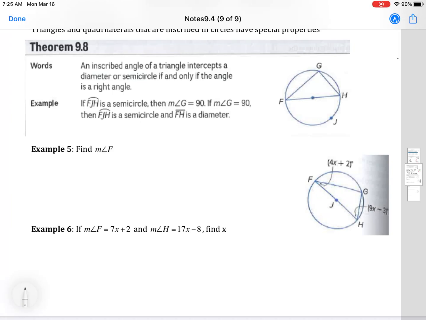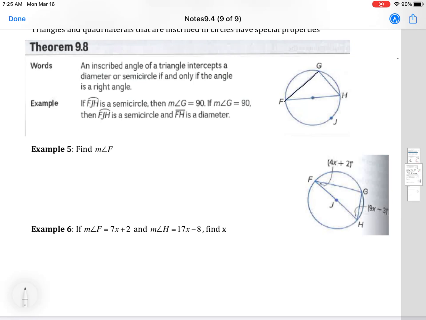All right, next two examples. Go with theorem 9.8. Right above it, it says triangles and quadrilaterals that are inscribed in circles have special properties. One of those important properties is that if an inscribed angle of a triangle intercepts a diameter or a semicircle, then we know that we have a right angle.